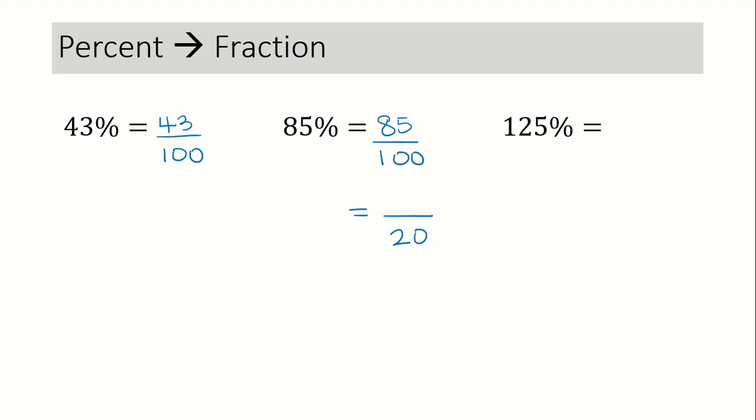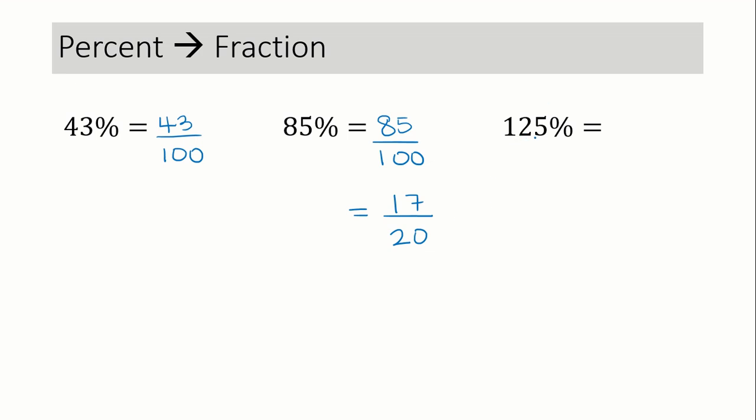You might want to do some long division with this one or whatever method works for you, but be careful with these ones. 85 divided by 5 is going to be 17. Before we move on, just double check: are we in lowest terms? Yes, we are. So that's our final answer.